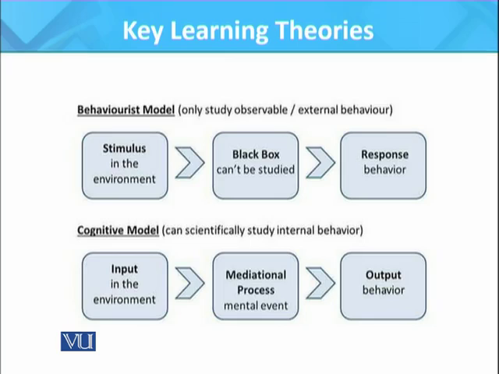Let's see how we can develop the understanding of the behaviorist model and the cognitive model. In order to understand the interaction that takes place, and especially the ideas of this social learning theory, let's see what the behaviorist model is. You have the stimulus in the environment, but then you have a black box, which cannot be studied. That's the middle part. And then you have the response, which is the behavior. So you know the stimulus, you know the response, but this box is something which is not known, something which you cannot study. Now look at the cognitive model.